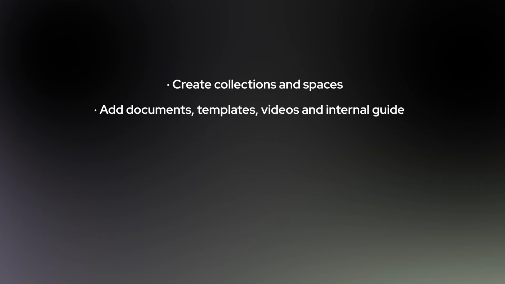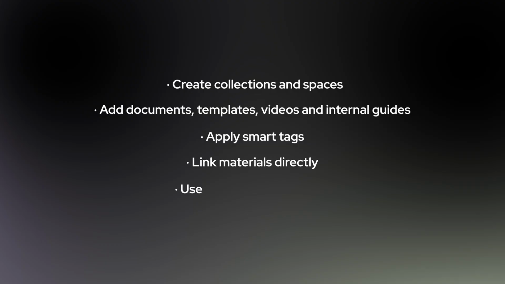So, to summarize, in this module, you've seen how to turn scattered content into a structured knowledge hub inside Bertie. You've learned how to create collections and spaces that mirror how you already work. You've learned how to add documents, templates, videos, and internal guides, how to apply smart tags so resources stay findable as the library grows. You've learned how to link materials directly to program stages, tasks, and milestones so support appears in context. You've also learned how to use search and Ask Bertie to help founders, mentors, and program managers find what they need quickly. And finally, you've learned how to keep the hub alive through regular updates.